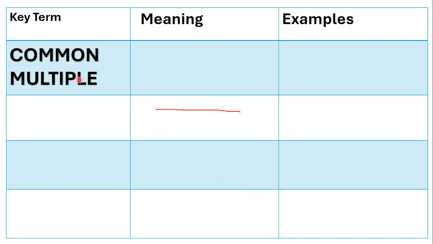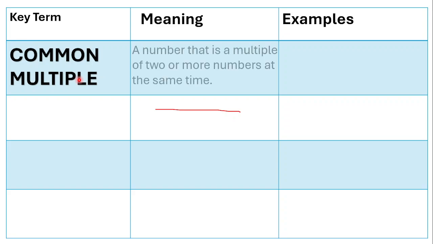Let's start with that. Common multiple. What do we mean by a common multiple? Well, a common multiple is the following: a number that is a multiple of two or more numbers at the same time. So it is a multiple of two or more numbers at the same time.